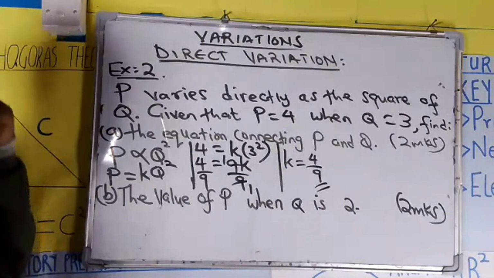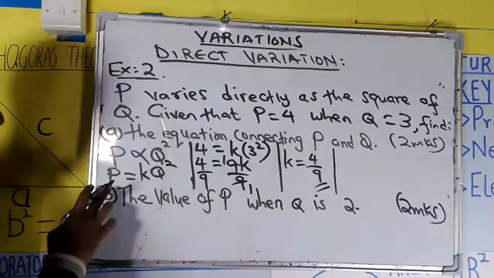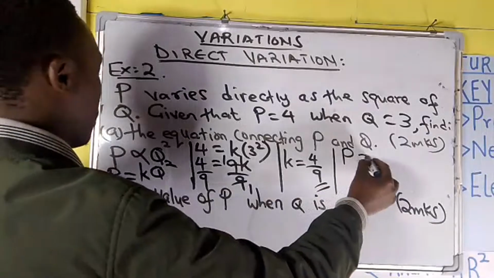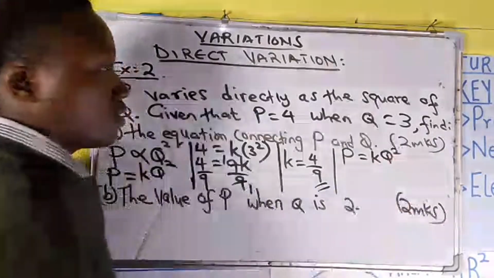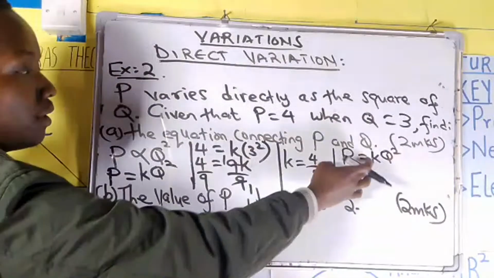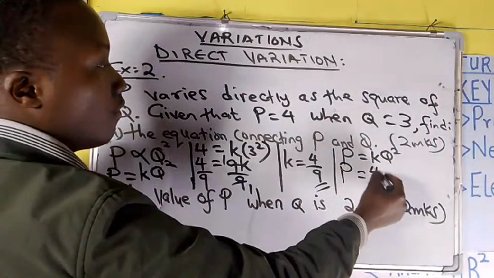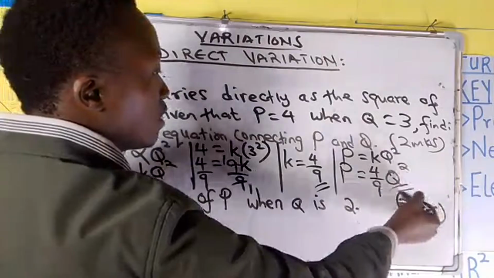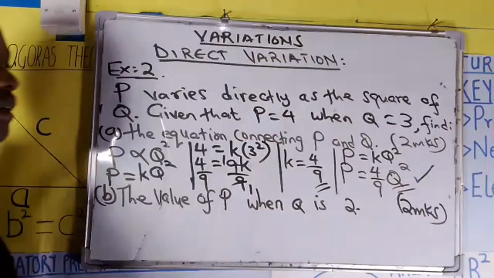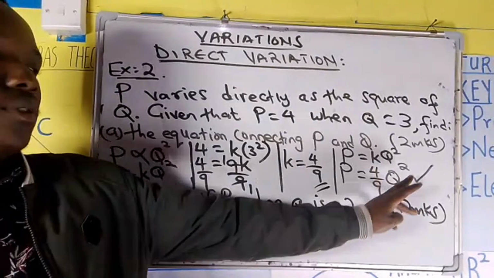When we get K equal to 4 over 9, we are now supposed to determine the equation connecting P and Q. The equation format is P equals KQ squared. So we replace K with 4 over 9, and P is equal to 4 over 9 Q squared. This one is the equation connecting P and Q.